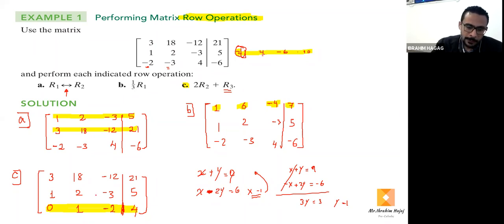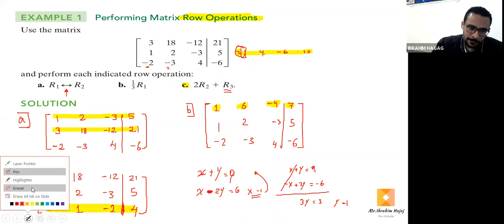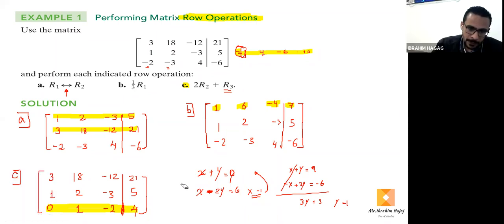The same here. We multiply the second row by 2 and then add it to row 3 to make this element 0. So row 2 stays the same, but row 3 changes to 0, 1, -2, and 4.